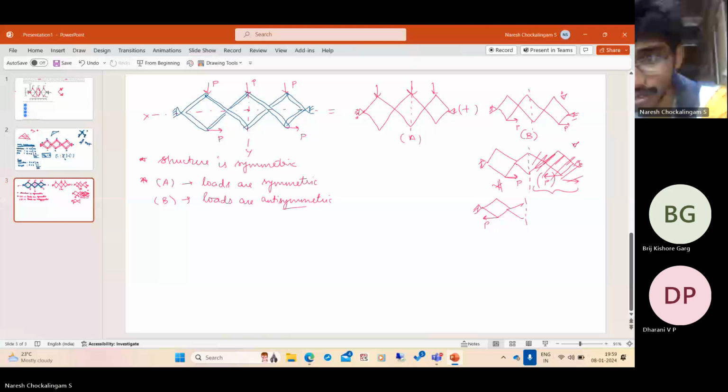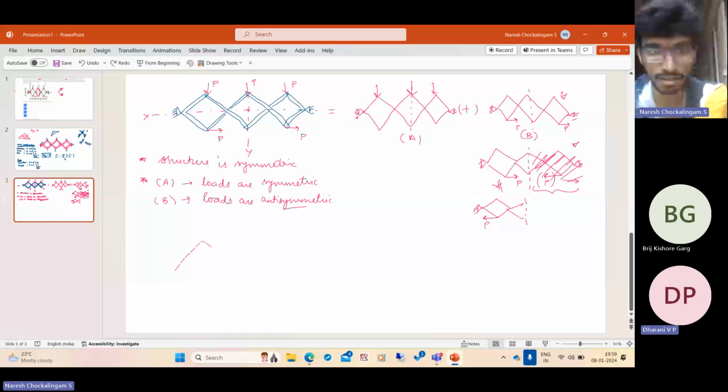So what does this mean? The load is reversed. So you say the loads are anti-symmetric. Whenever a structure is symmetric, what are the conditions? What are the conditions for a symmetric structure? So this is the plane of symmetry. Certain quantities are zero along the plane of symmetry, and that is very important. That is very useful while solving.